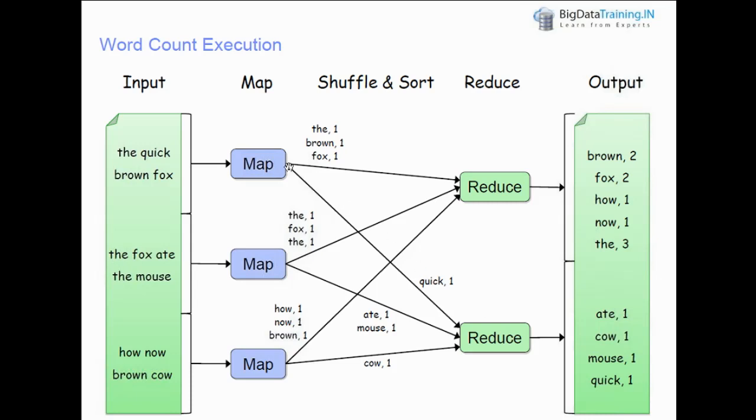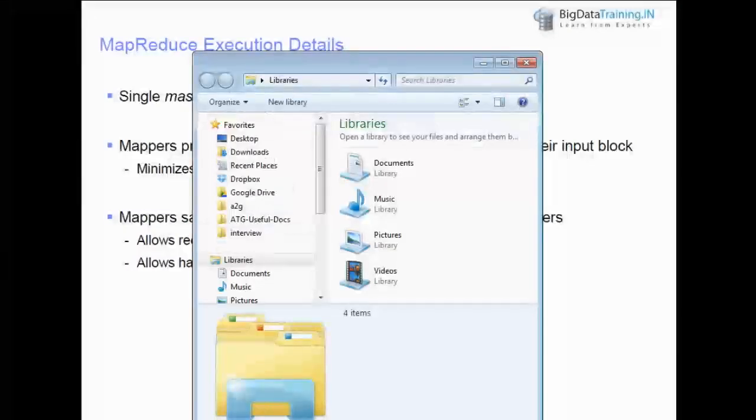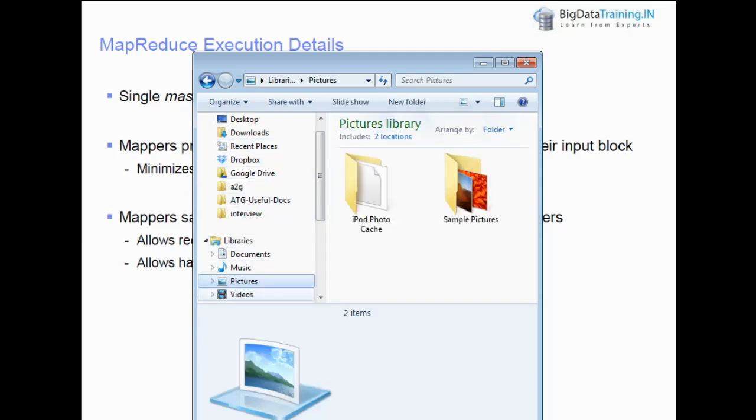That is the reason why we have this beautiful concept called shuffle and sort. Basically, you need to understand the MapReduce execution details. A single master controls your job, the execution on multiple slaves. That is all carried out by a component called the job tracker. Mappers are preferentially placed on the same node or same rack as their input block.